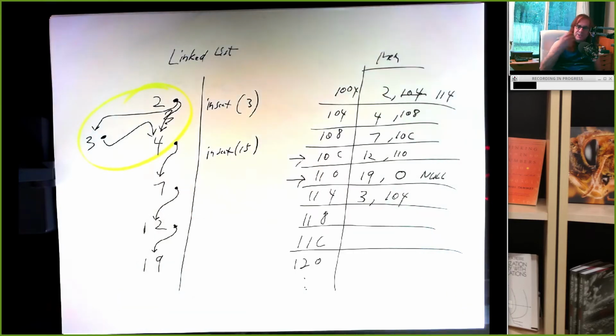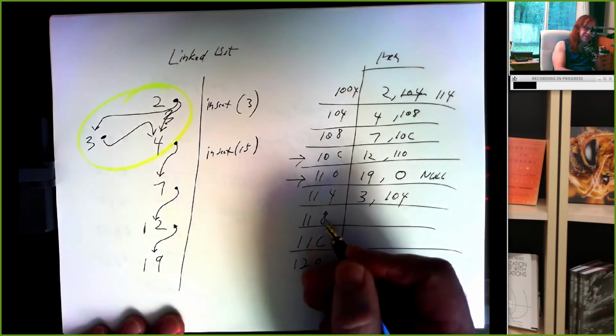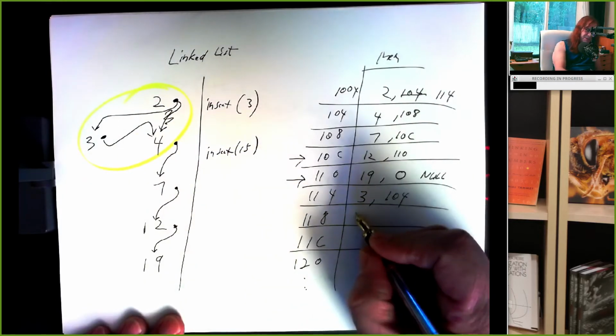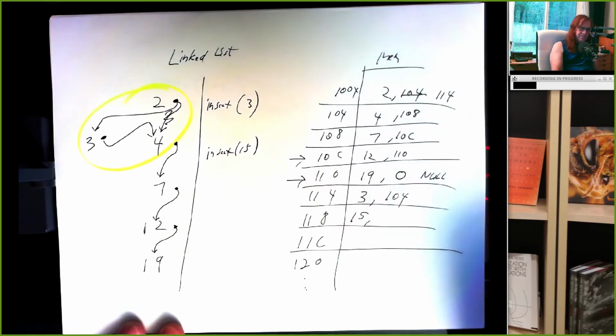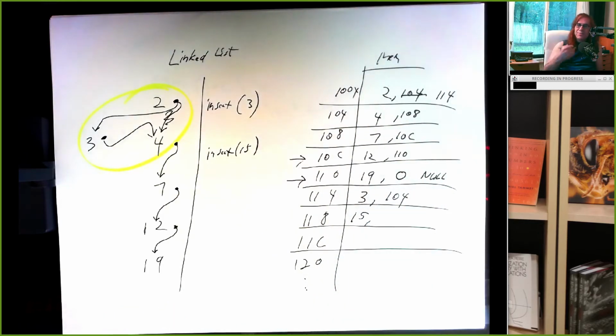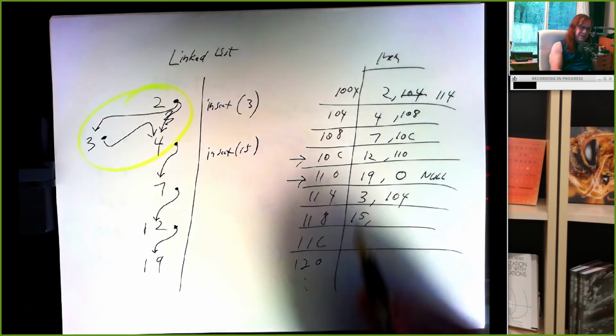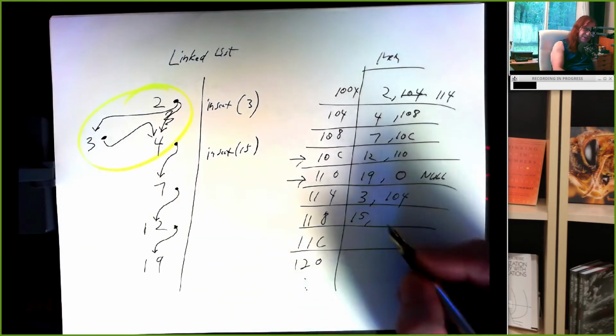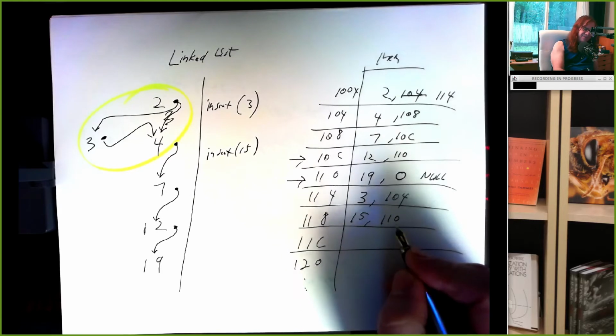Now I'm going to make a new piece of data, and I'm going to find some location in memory that's available. Let's just suppose it's 118. I'll put my data there. And the thing that 15 will point to should be whatever number is going to come after 15. Well, we found that. It should be the 19. So I'm going to say, hey, the number after 15 is the number at location 110.